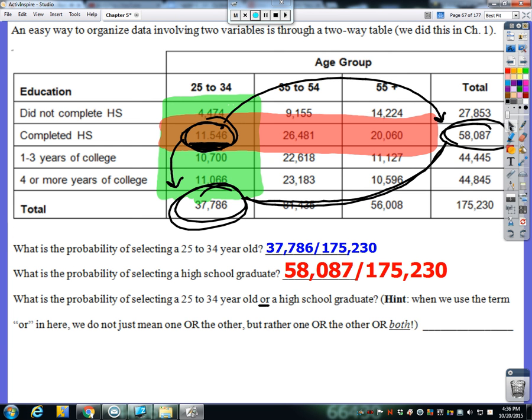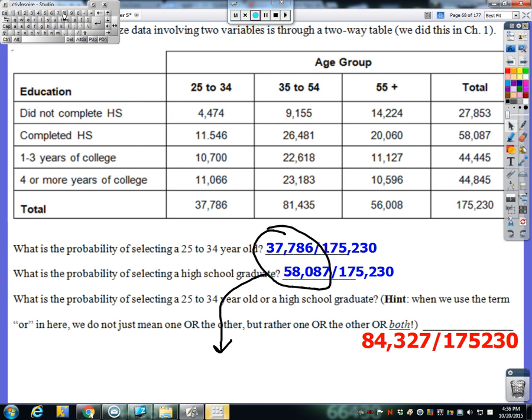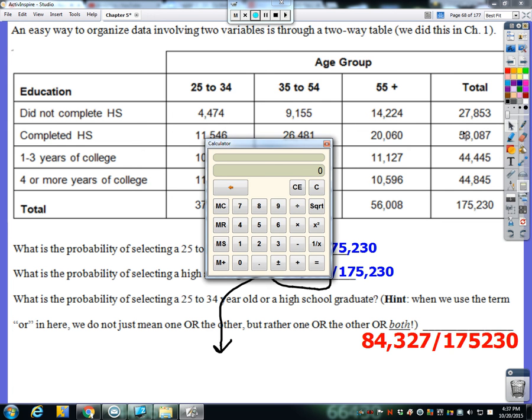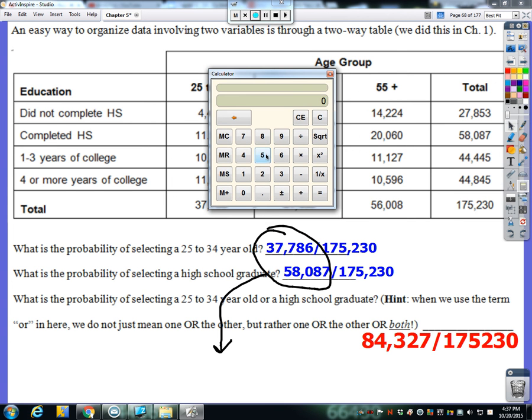So if we wanted to figure out the probability of a 25 to 34-year-old or a high school graduate, I really have only 84,327 unique individuals. So how did I come about this number? I could add these 2 numbers together, and what does that come out to be real quick? Whoa, wrong button. Calculator, where's my calculator? Oh, there it is. We need 37,786 plus 58,087, and that's not typing. That's awesome. All right.